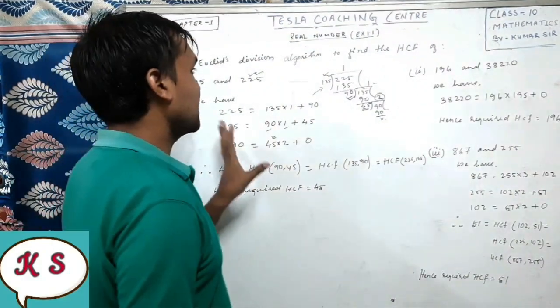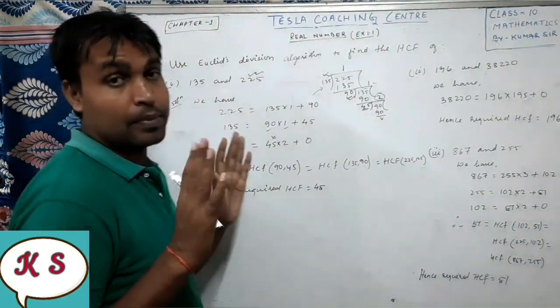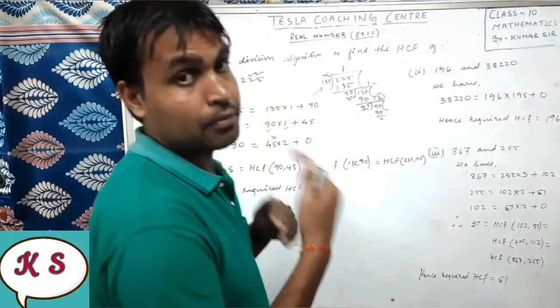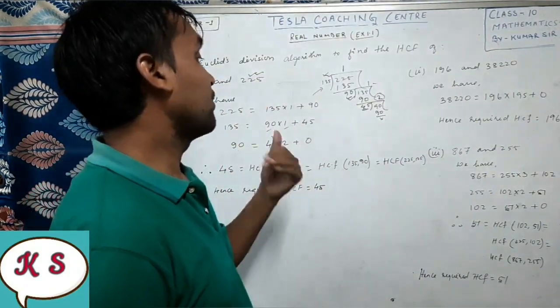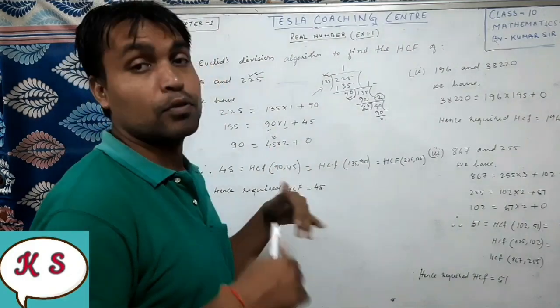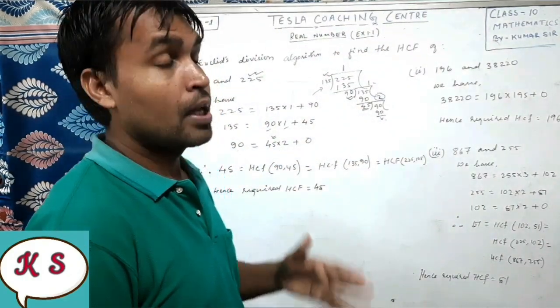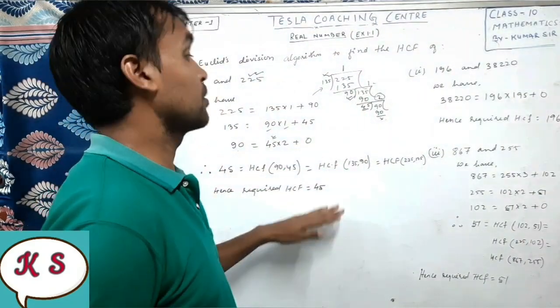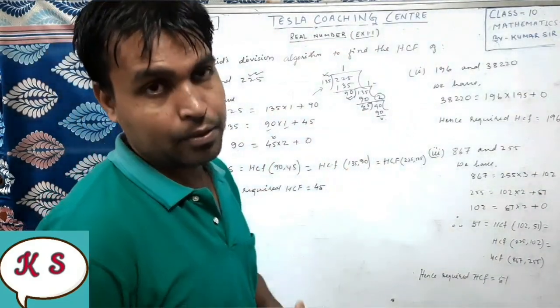Basically in this method you remember one thing: until you get the remainder 0, you have to go on dividing. And when you get the remainder 0, the number you divided with to get the remainder 0 will be the HCF. By dividing with 45 we got the remainder 0. So 45 is our required HCF.